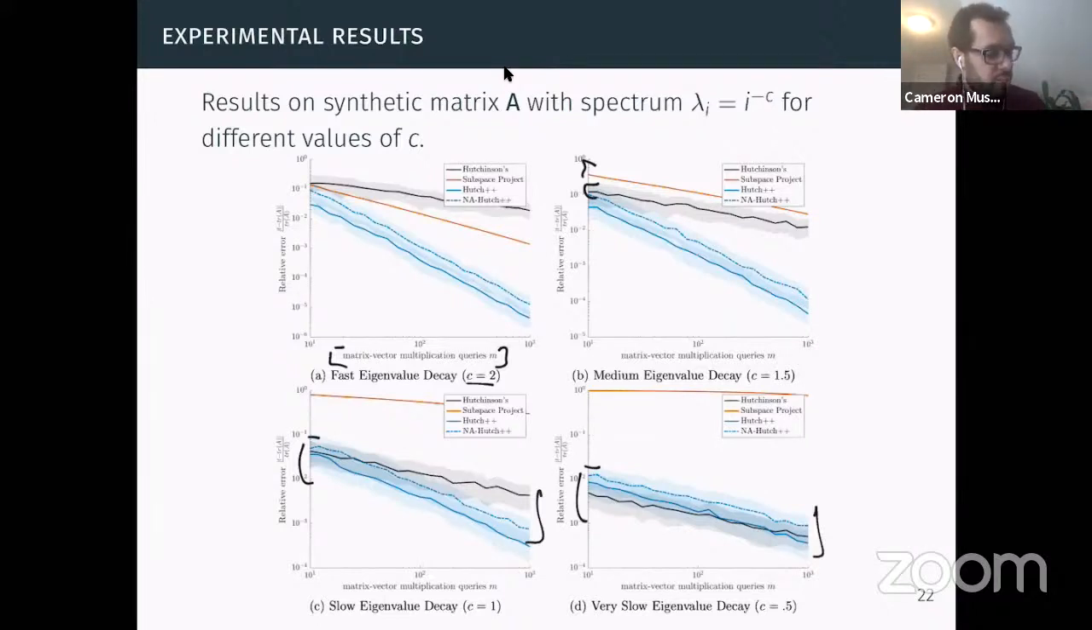Note that in these cases, the subspace projection method is doing very poorly, but that's because it's not designed to work in this setting. It's designed to work when you have fast spectral decay or numerically low rank matrices. So it's doing very poorly in the setting that it's not designed for. Okay, so those are synthetic examples.